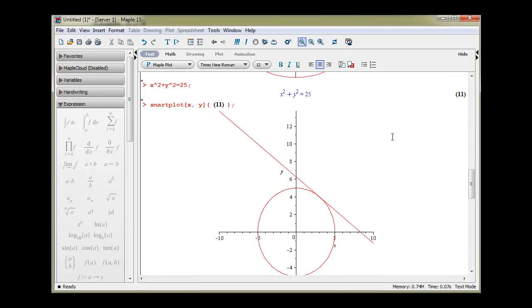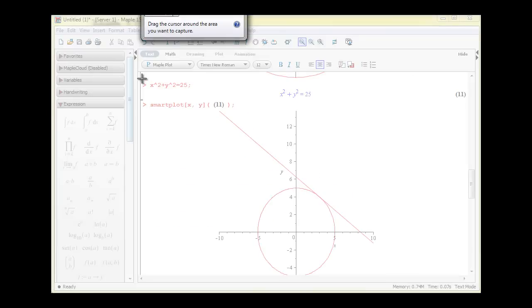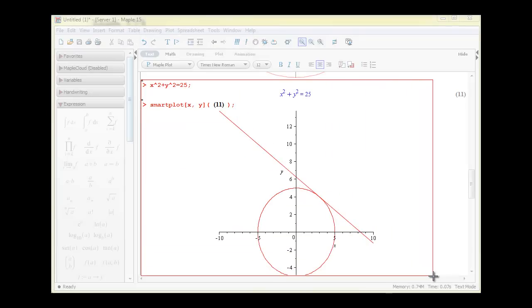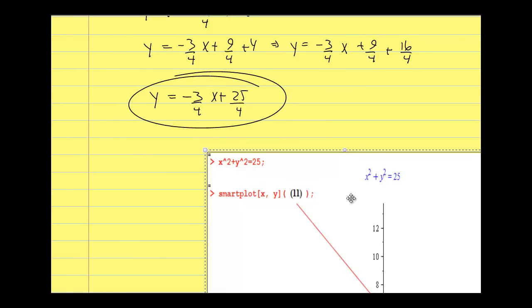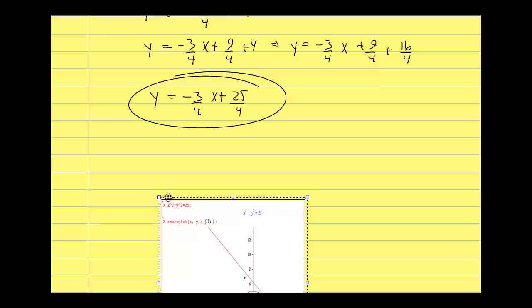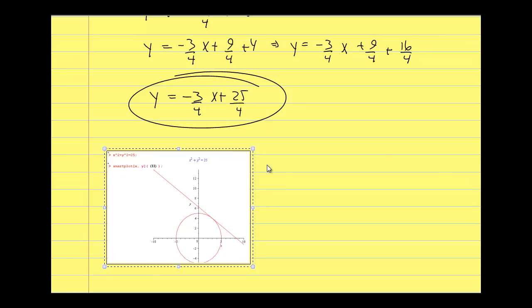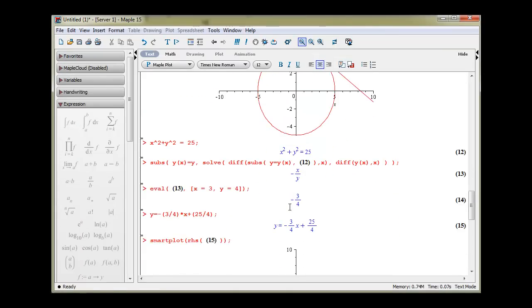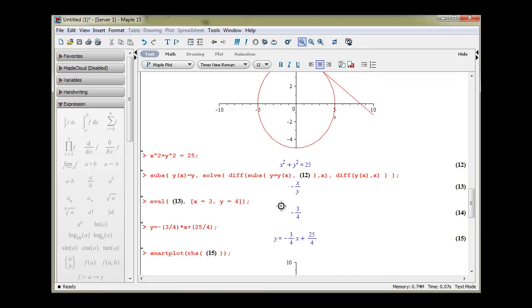Let's see if I can get it all. Again, I encourage you to graph things in Maple because it gives you a nice picture of what's going on. That's not going to include the very bottom of the circle, but that's okay. We know it's there and we'll sketch it back in. Because I'm changing the scale and mushing it around, the circle doesn't look quite as circular as it could. Then I'm also going to include the code that I used to find the derivative and to evaluate it.